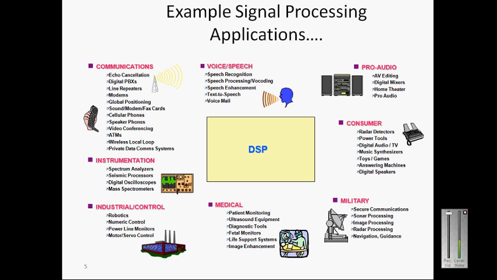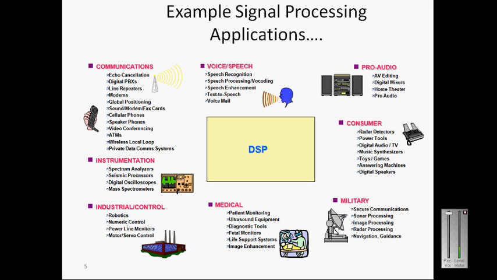Then some examples of signal processing applications. Signal processing techniques are mostly used in many areas and industries, such as communication, voice recognition, audio processing, instrumentation, industrial control applications, medical applications, military applications, consumer techniques, etc. In our medical field, they are mostly used in patient monitoring systems, ultrasound equipment, diagnostic tools, fetal monitors, life support systems, image enhancement, image management, etc.